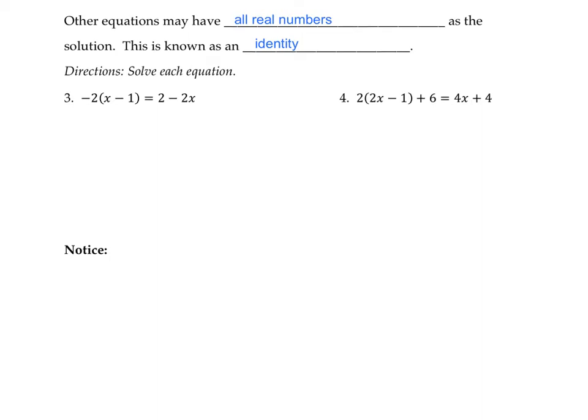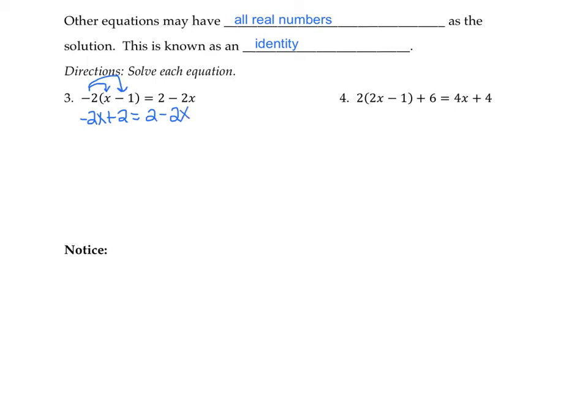Okay, so directions. It says solve each equation. Number 3 says negative 2 times x minus 1 equals 2 minus 2x. Our first step is to distribute negative 2 to the x and negative 2 to the negative 1. So negative 2 times x is negative 2x. Negative 2 times negative 1 is a positive 2. And that equals 2 minus 2x.